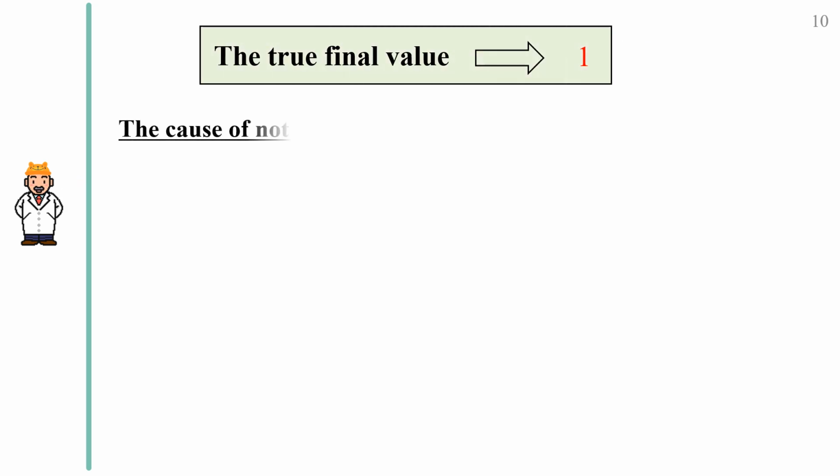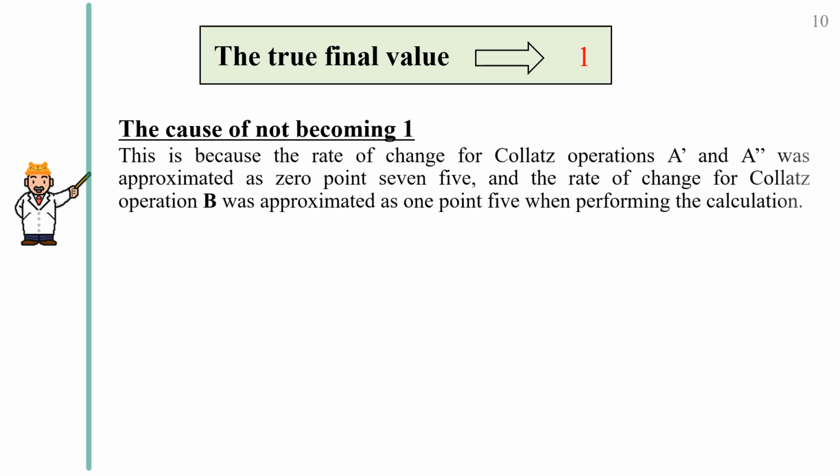However, they do not become 1 because the rate of change for Collatz operations A prime and A double prime was approximated as 0.75, and the rate of change for Collatz operation B was approximated as 1.5 when performing the calculation. For mathematicians, introducing such approximations into a proof is almost considered taboo. However, as I will show in a later video, using these approximations greatly simplifies the transformation of the equations.